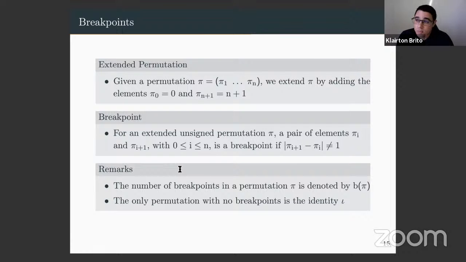And we have a breakpoint between 2 consecutive elements, pi i and pi i plus 1, if the absolute value of pi i plus 1 minus pi i is different from 1, which means that the elements are not consecutive in the identity permutation, even in opposite order. The total number of breakpoints in a permutation pi is denoted by b of pi, and the only permutation which has no breakpoints is the identity permutation.